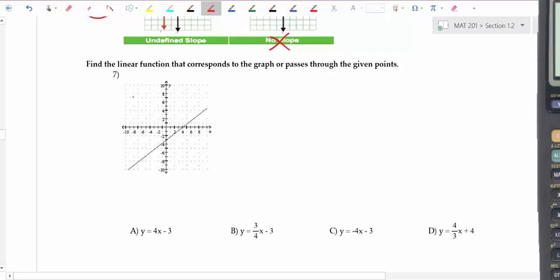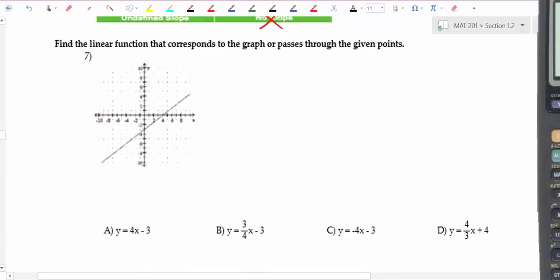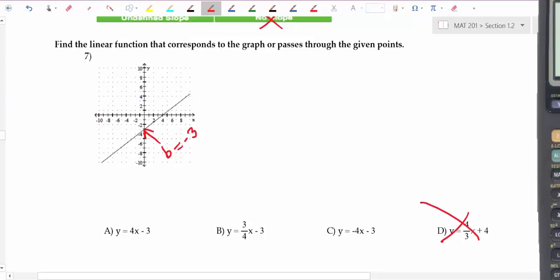Okay, let's look at number 7. Let's match the equation with the graph. First of all, what is the y-intercept of my graph? Yeah, -3. So that's what b is. So b is -3, which means I can forget about that one. It can't be that one. Does this line have a positive slope or a negative slope? Sloping up, so it's positive. So you can forget about c, because that's got a negative slope. It's got to be one of these two right here.